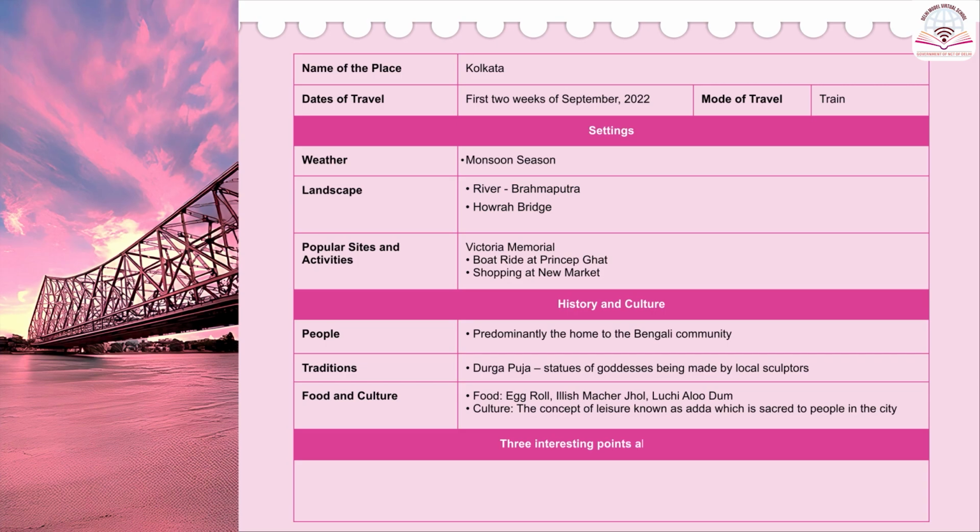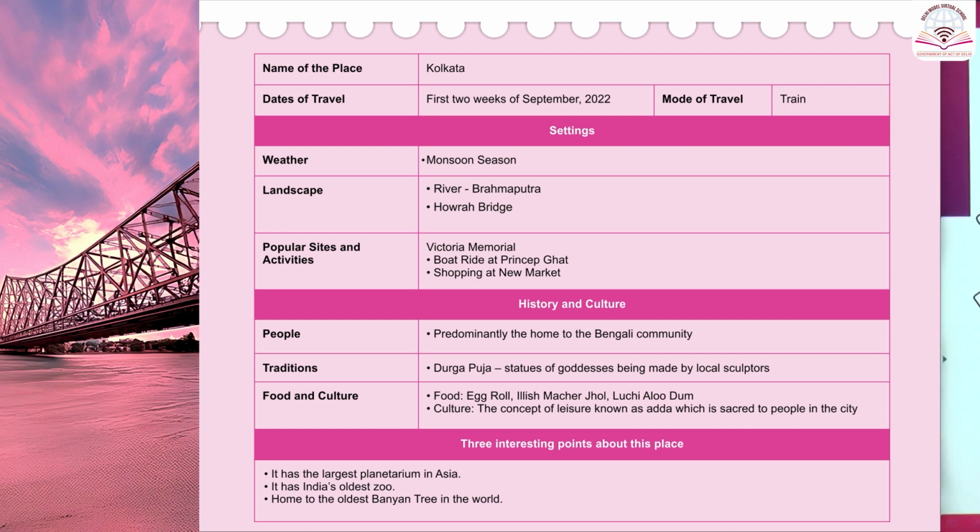There are some very interesting points about this place. First is, it has the largest planetarium in Asia. The next is, it has India's oldest zoo. And also, it is home to the oldest banyan tree in the world.